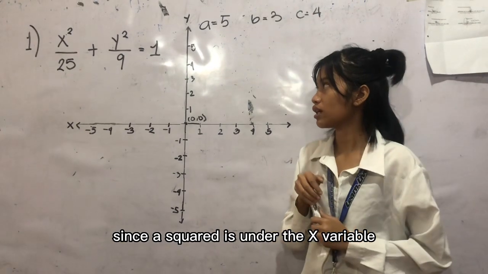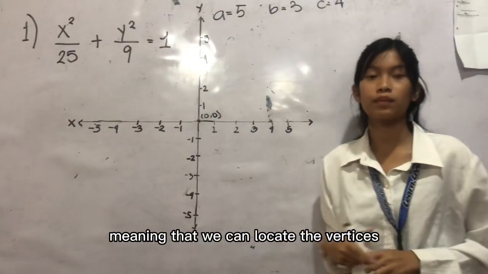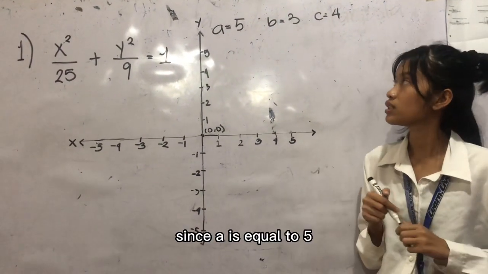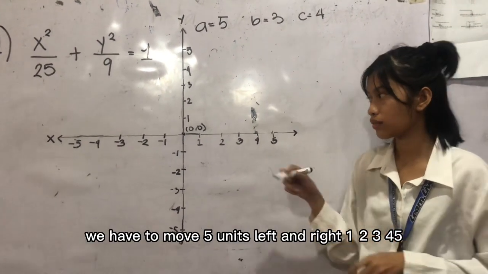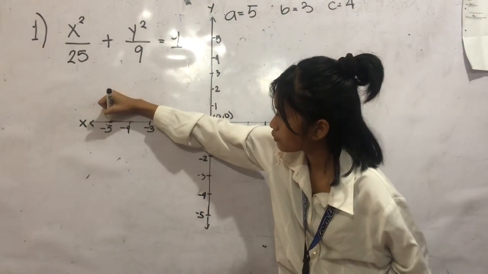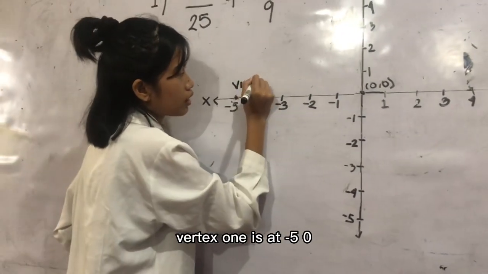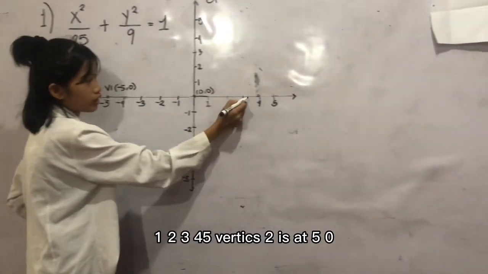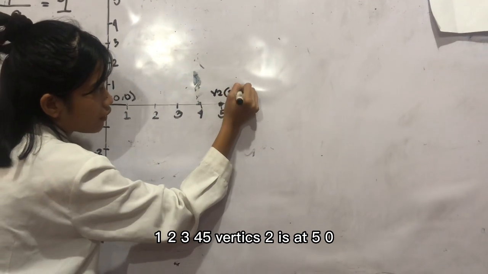Since a squared is under the x variable, this is a horizontal graph, meaning that we can locate the vertices and foci on the x-axis. Since a is equal to 5, we have to move 5 units left and right. 1, 2, 3, 4, 5. Vertex 1 is at negative 5, 0. 1, 2, 3, 4, 5. Vertex 2 is at 5, 0.